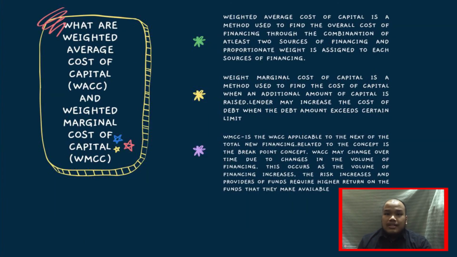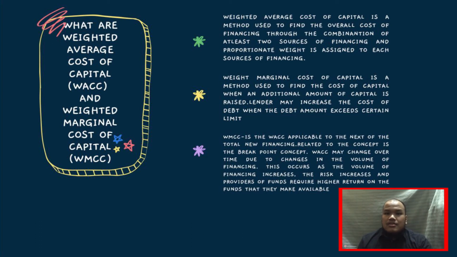What are weighted average cost of capital, WACC, and weighted marginal cost of capital, WMCC? Weighted average cost of capital is a method used to find the overall cost of financing through the combination of at least two sources of financing, and proportionate weight is assigned to each source of financing.